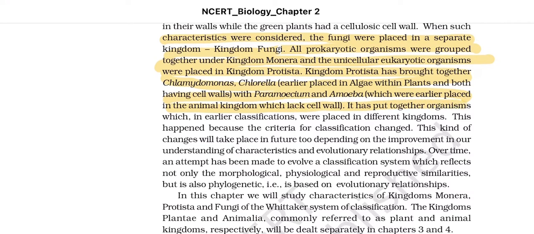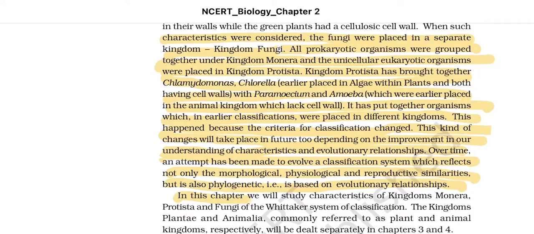It has put together organisms which in earlier classification were placed in different kingdoms. This happened because the criteria for classification changed. This kind of change will take place in future too, depending on the improvement in our understanding of characteristics and evolutionary relationships. Over time, an attempt has been made to evolve a classification system which reflects not only the morphological, physiological, and reproductive similarities, but is also phylogenetic, for instance, is based on evolutionary relationships.